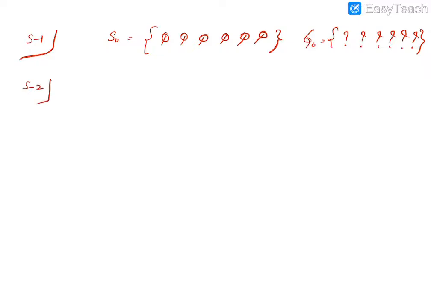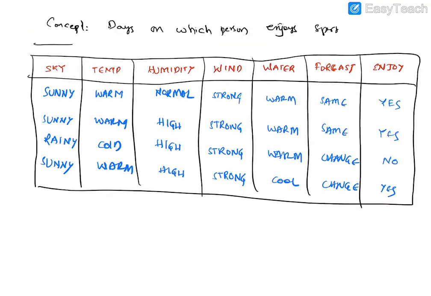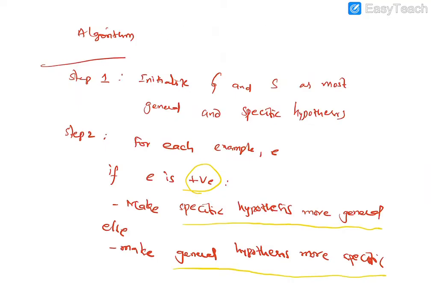And what is the second step? What we have to do in the second step is consider the first record. As it is, more specific to general, right? Why more specific to general? Because the first one is yes, and yes indicates positive. If it is positive, what we have written in the algorithm? See there: make the specific hypothesis more general.